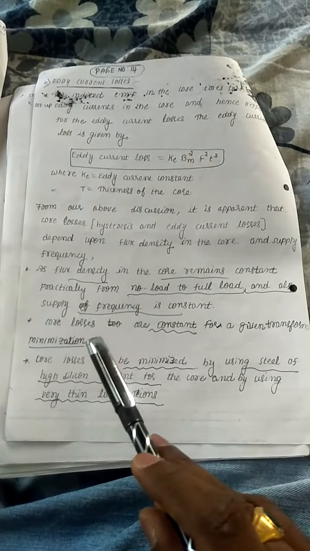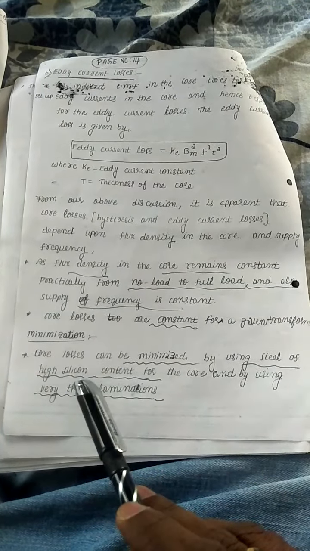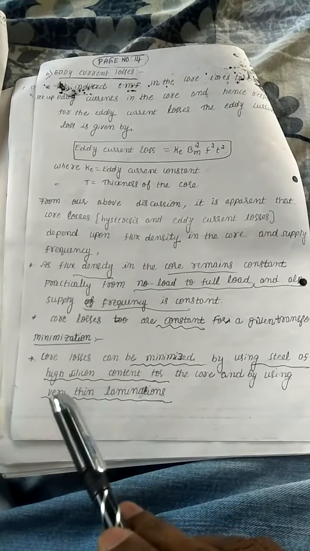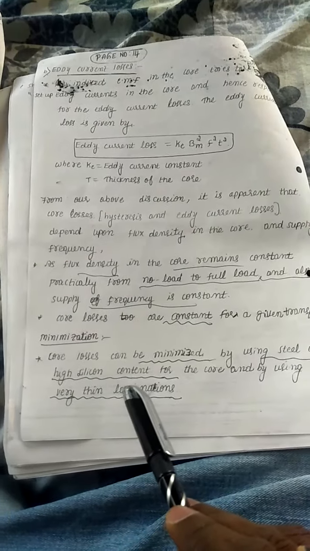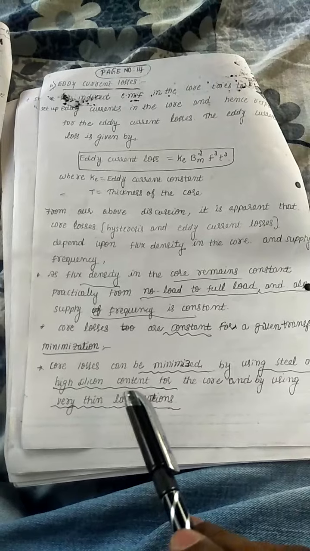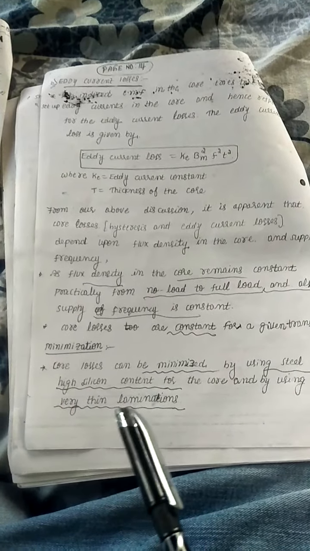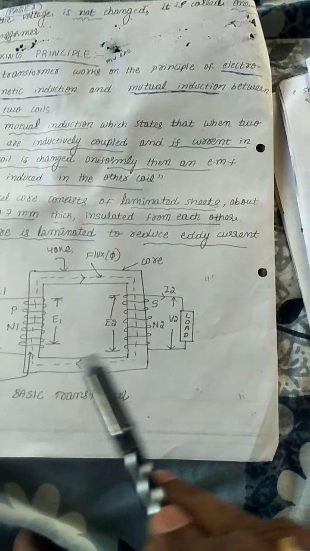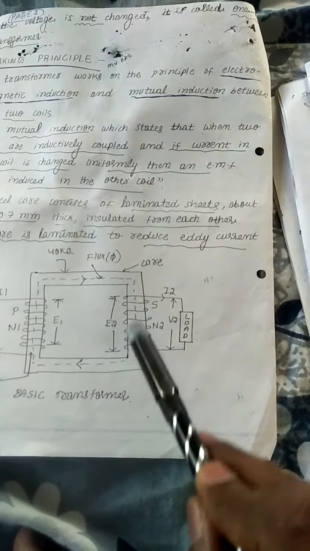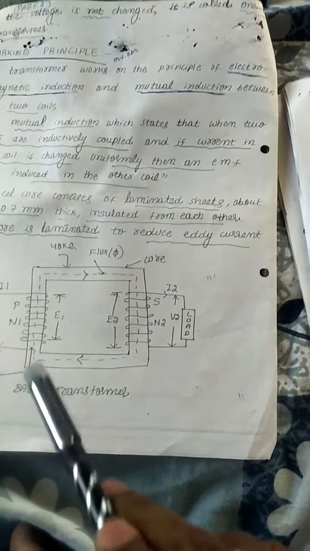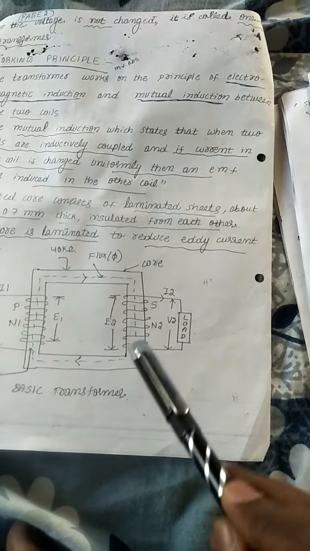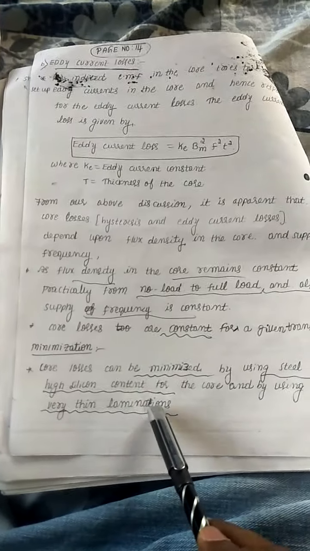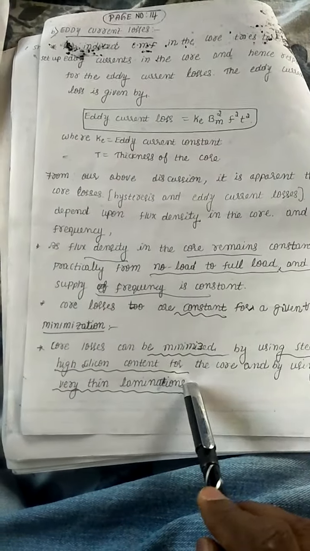Then how do we minimize these core losses? These core losses are minimized by using steel of high silicon content for the core and very thin laminations. This means you should manufacture the core with high silicon steel, and the laminations of the core should be thin, so that you can reduce the hysteresis loss and eddy current loss.